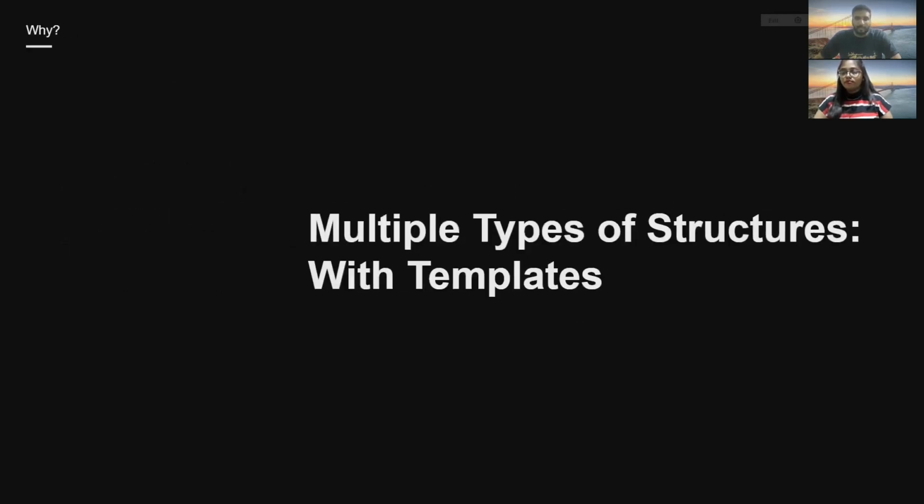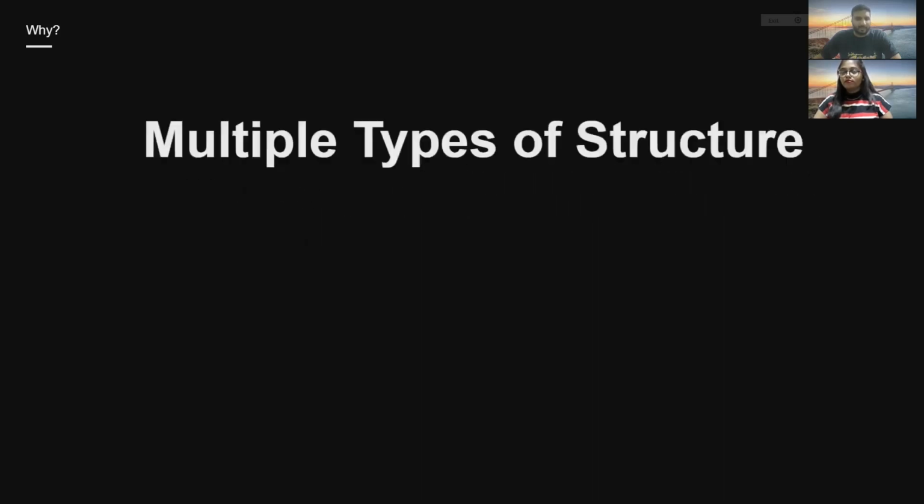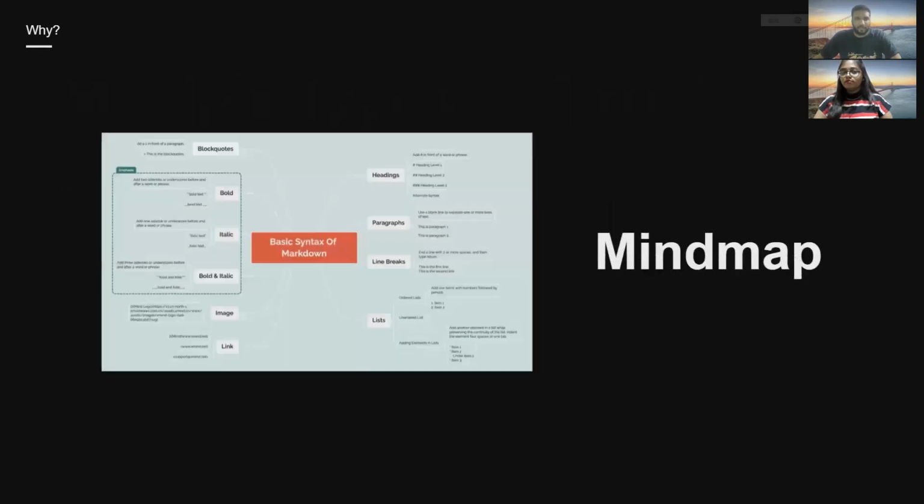Next is the multiple types of structures that are available with Xmind, and there are different templates for each. So let's look at the popular templates that Xmind provides. One is the classic mind map template, which you would have seen if you are familiar with mind maps and mind map terminology. This is the classic mind map template which people use to visualize ideas.